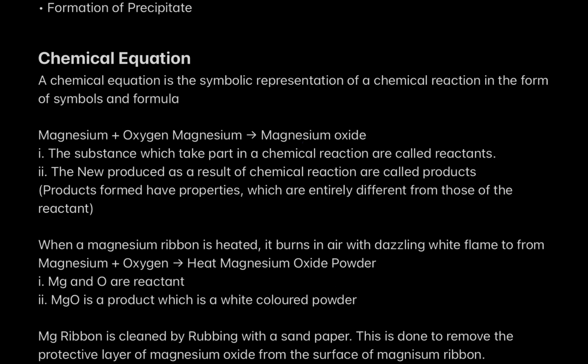Next is chemical equation. A chemical equation is a symbolic representation of a chemical reaction in the form of symbols and formulas. For example, we can take magnesium plus oxygen. It will give us magnesium oxide.